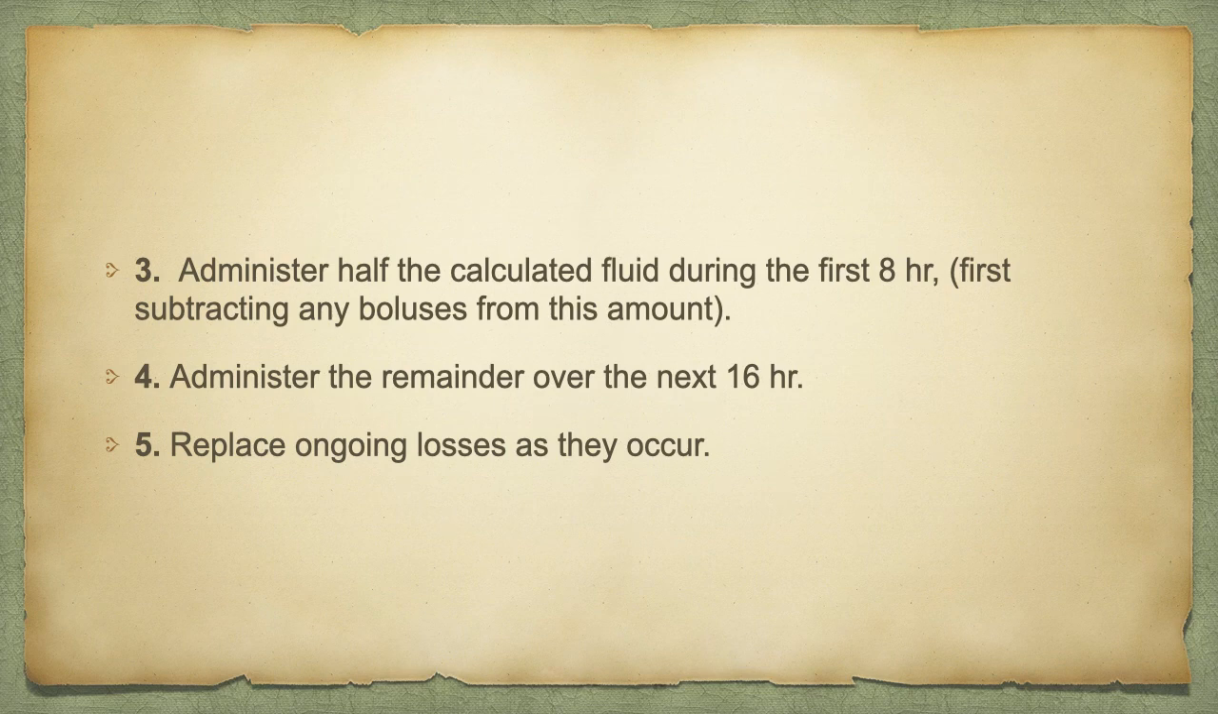After we calculate the total amount of fluid that's required during 24 hours, then we divide this into two halves. The first half is given during the first 8 hours. The second half is given over the following 16 hours. During that time, each ongoing loss should be replaced according to the amount.